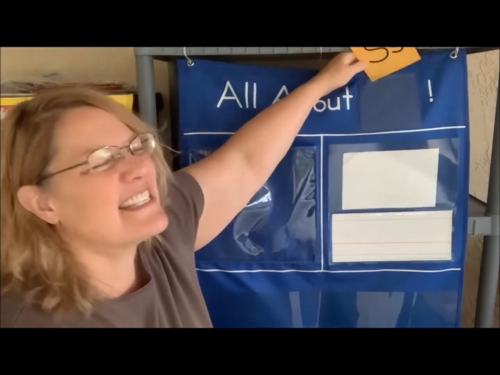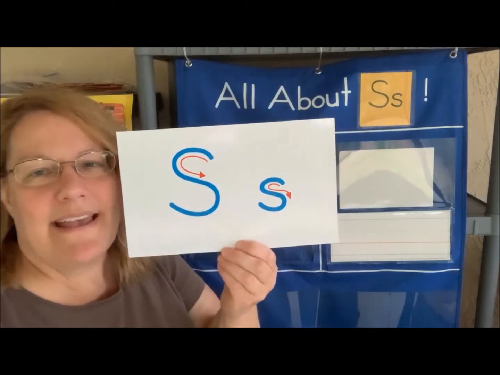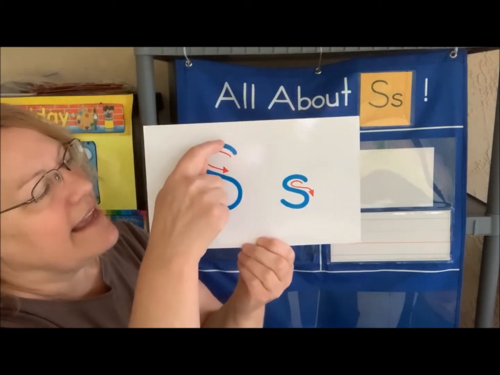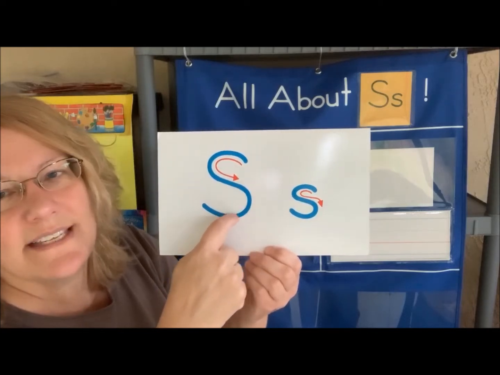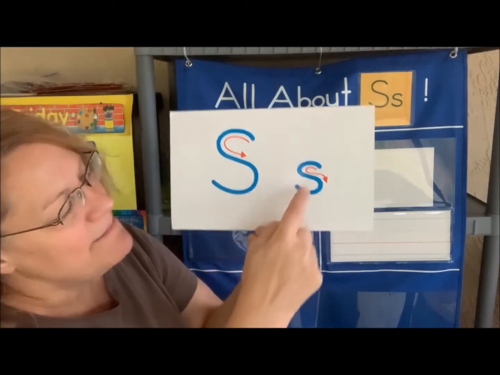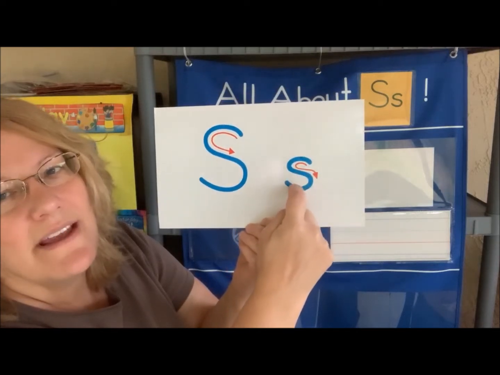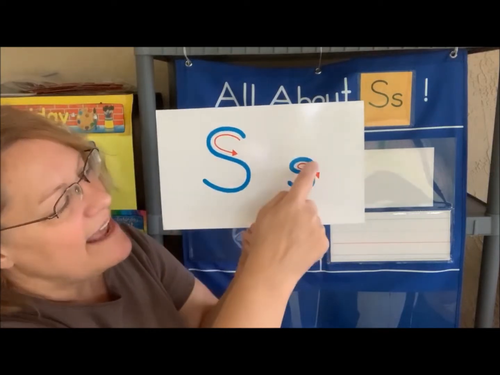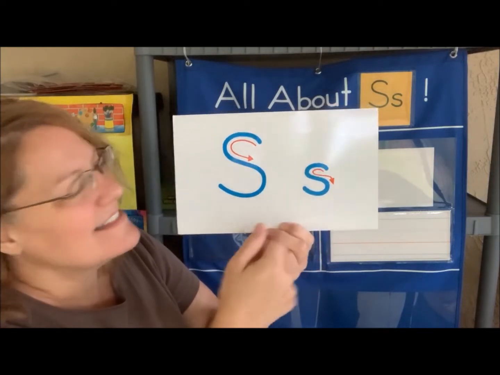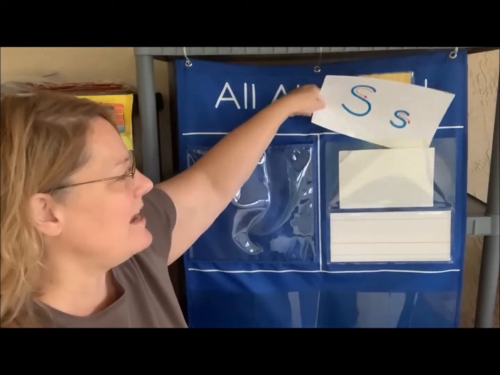Here is S, our new letter of the week, all about S. S says S. Here's how we make an S. Start like a C, curve around like a C, magic C, that then curves the other way and turns into an S. Same thing with the little s. Start like a C and then curve around the other way and you have an S. S says S. I'll hang that up. I think we'll have to make an S during writing time today too.